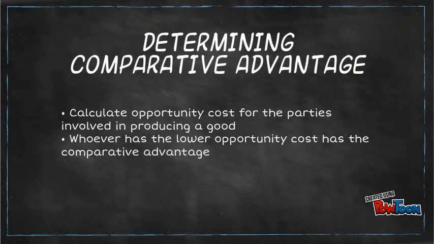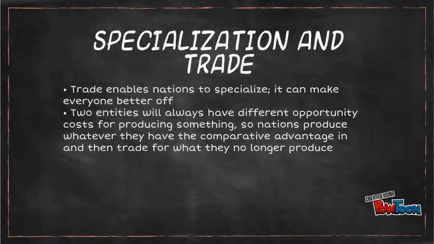So for determining comparative advantage, calculate opportunity cost for the parties involved in producing a good, and whoever has the lower opportunity cost has the comparative advantage and should specialize in that good. And specialization in trade: trade enables nations to specialize. It can make everybody better off. Two entities will always have different opportunity costs for producing things, so they can always specialize and trade and be better off.